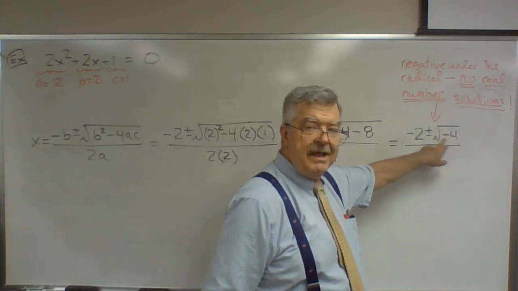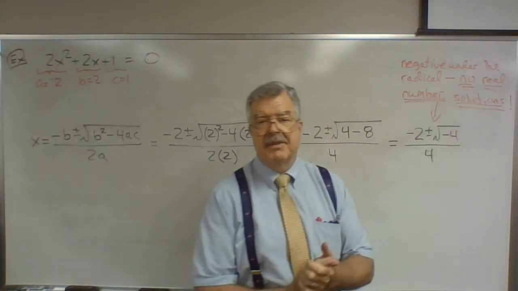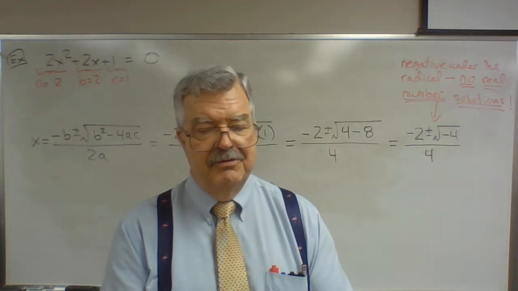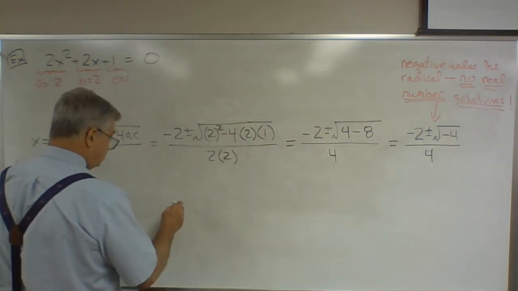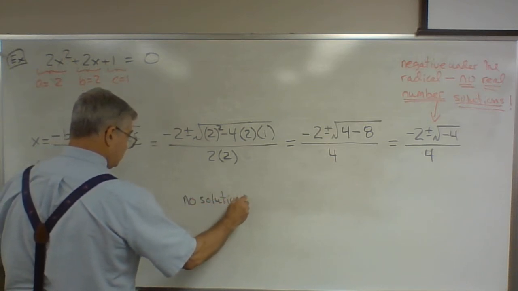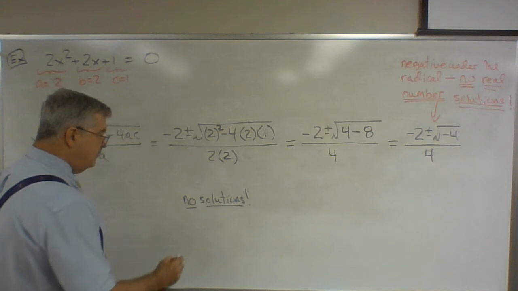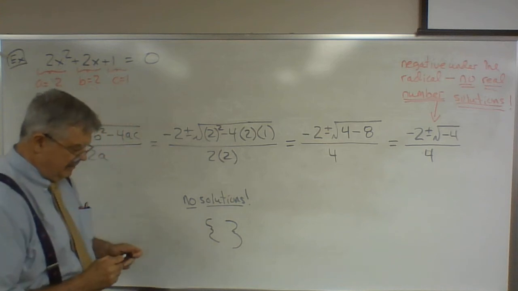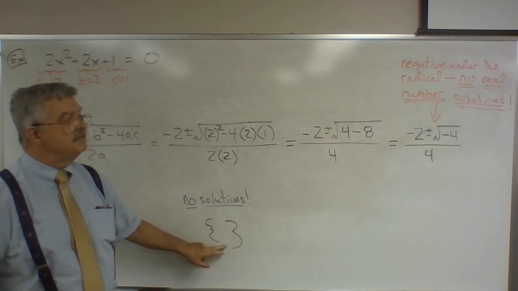As soon as we get a negative under the radical, when we simplify everything under the radical and it's negative, we know that we're not going to get any real number solutions. And if we're writing the solution set, I guess we'd write it like this. The set containing no elements, the empty set. This would be our solution set.